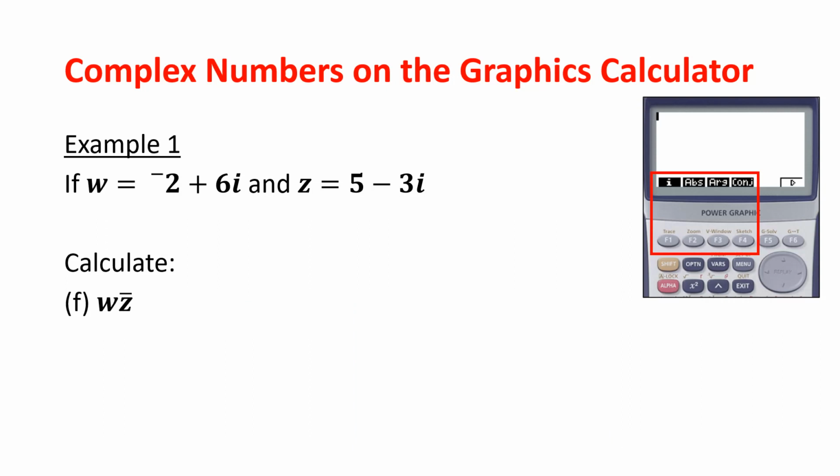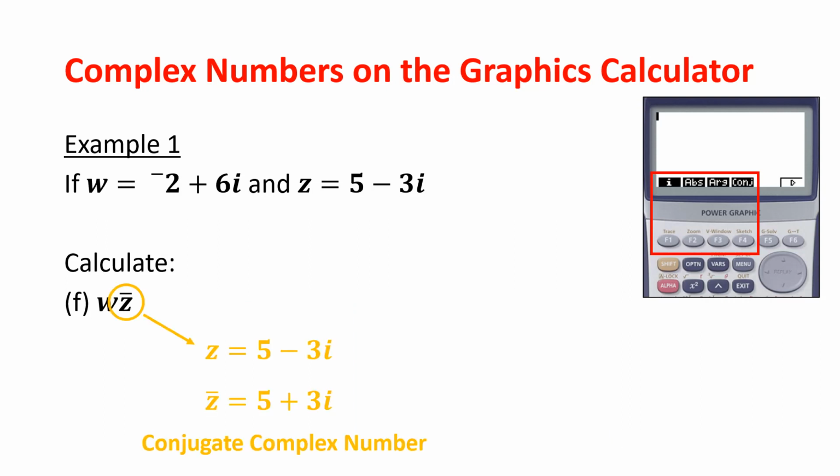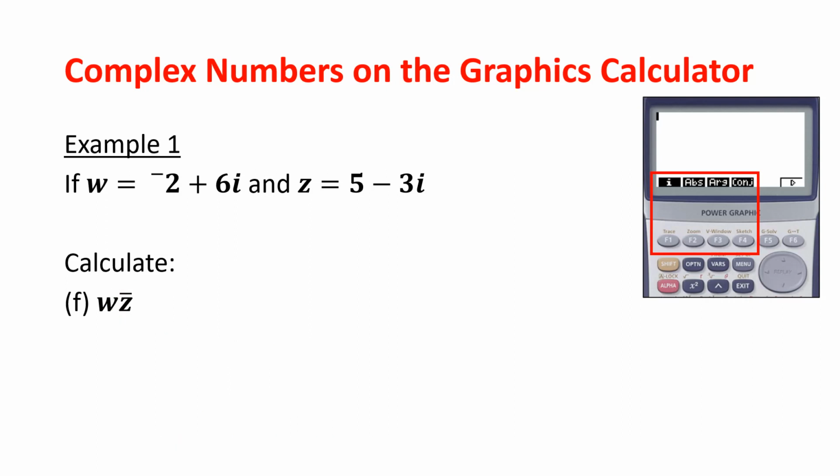And what about w with a z with a line above it? Do you remember that line basically means the conjugate complex number? So we're taking w and timesing by the conjugate of z. You've got two ways of doing it.